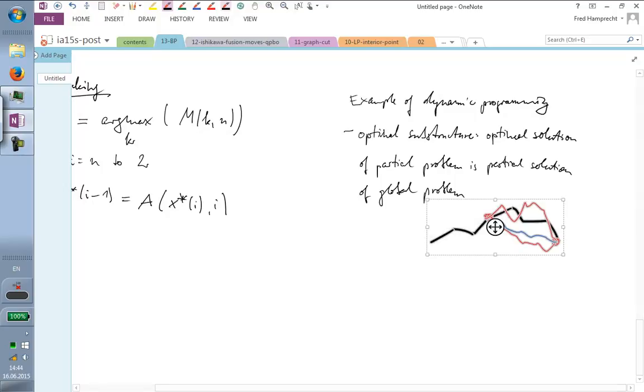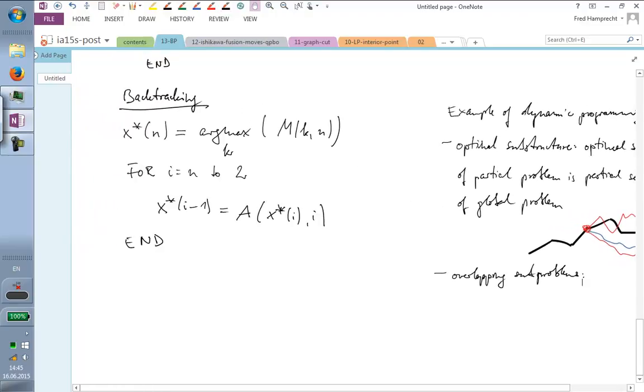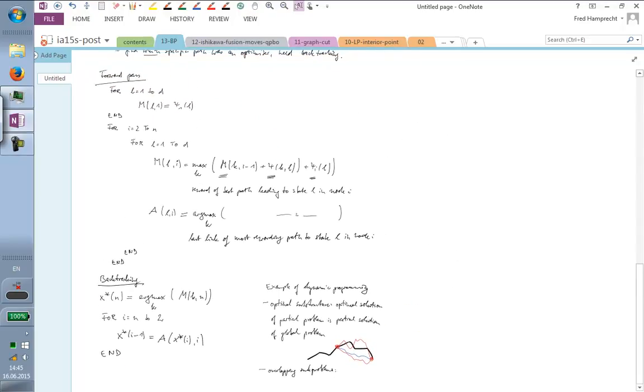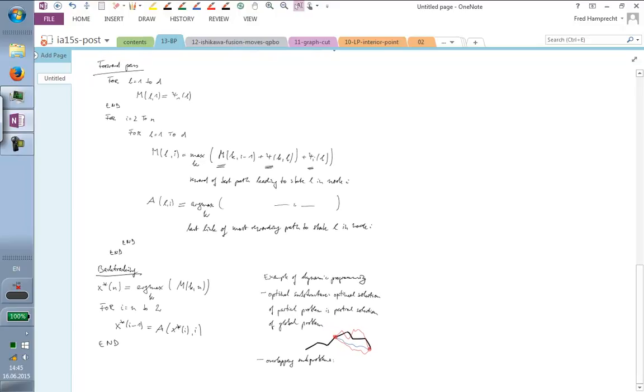And secondly, we need a property called overlapping subproblems. Which means that the global problem decomposes into partial problems that have this optimal substructure property. Okay, now I'd like you to stare at this piece of code and see if you can connect it to the sketch that I made above and if this makes sense to you. And if you have questions.